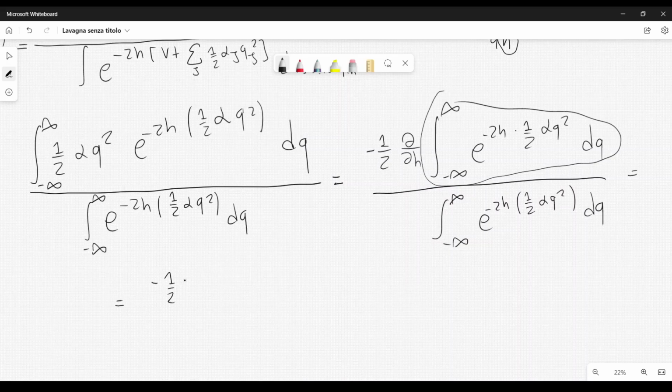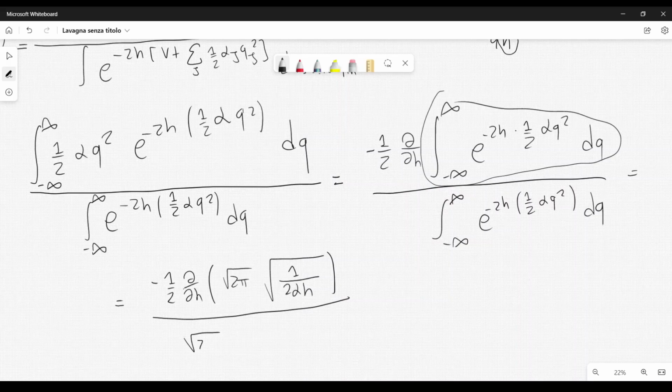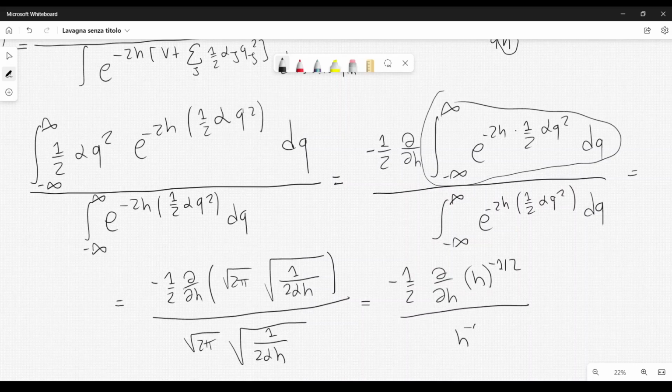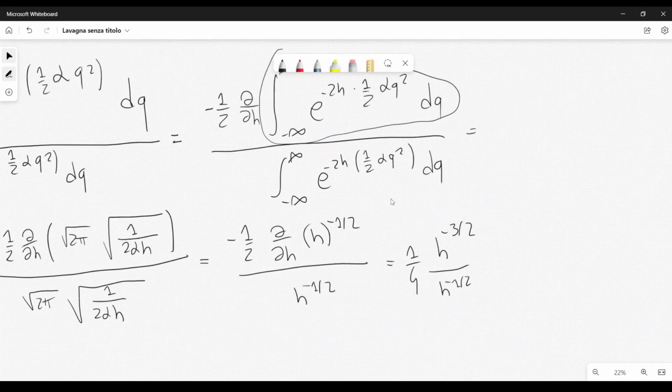We have minus 1/2 derivative with respect to h, and then the result of the integral is square root of 2 pi multiplied by the square root of 1 over 2 alpha h, and therefore also in the denominator we have square root of 2 pi times square root of 1 over 2 alpha h. This is just minus 1/2 derivative with respect to h of h to the minus 1/2 here, and we have to divide by h to the minus 1/2. So we get 1 over 4 h to the minus 3/2 divided by h to the minus 1/2, and when you simplify, this is exactly 1 over 4h.